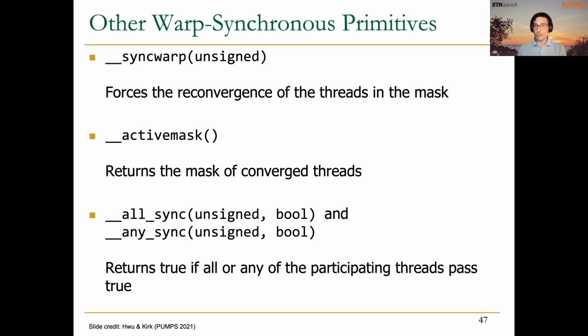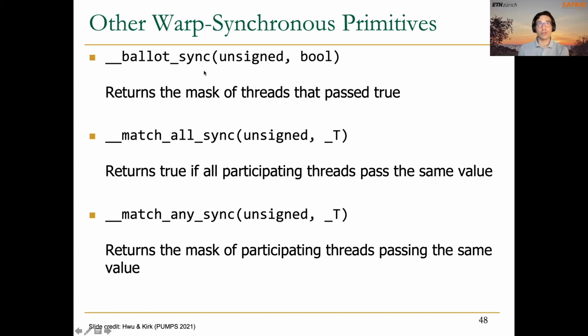bitmap, with each bit in the bitmap corresponding to one of the 32 threads in the warp, and depending on whether these threads are active or not, the corresponding bit of the bitmap will be set or not. There are also these other two primitives here, all sync and any sync, that return true if all or any of the participating threads pass true. There is also this ballot sync that returns the mask of threads that pass true, or we also have this match all sync that returns true if all participating threads pass the same value, or this match any sync that returns the mask of participating threads passing the same value. So it's going to return a mask that will have 1 in the corresponding bit if the corresponding thread has the same value here as other threads in the warp.